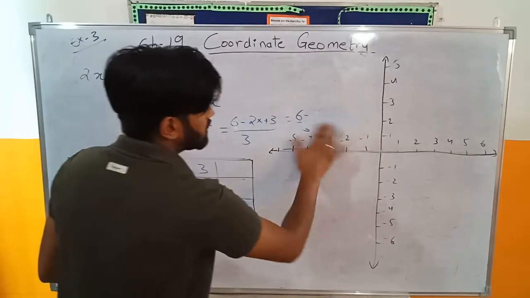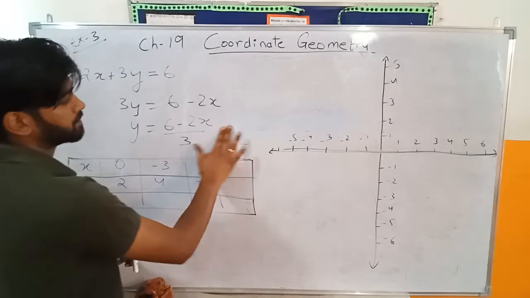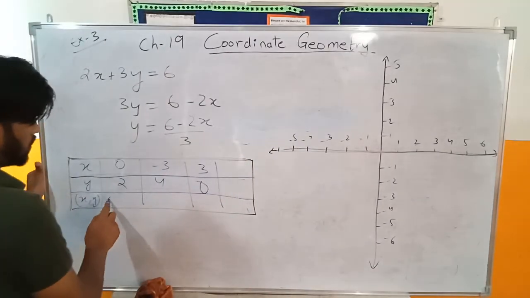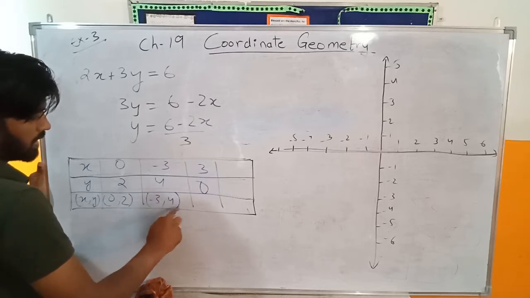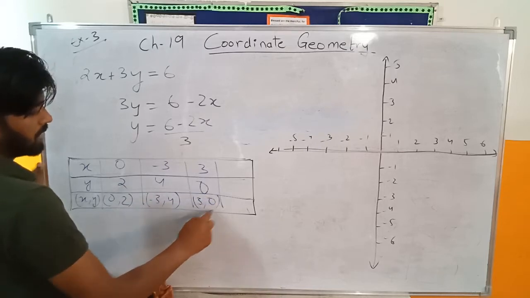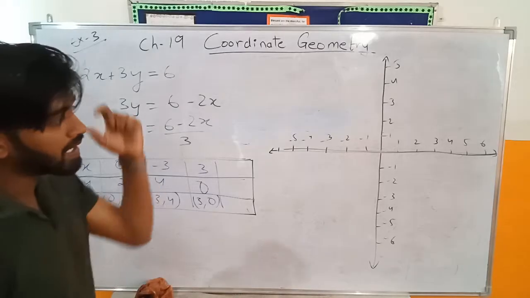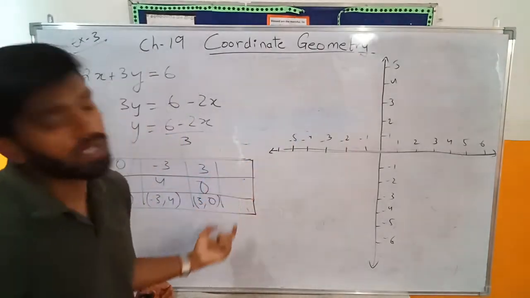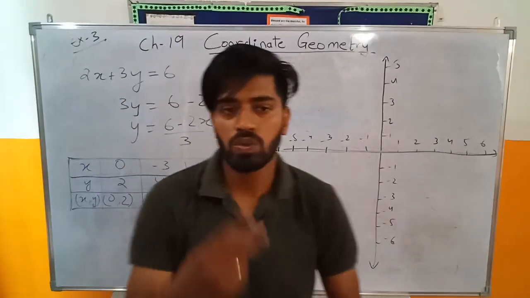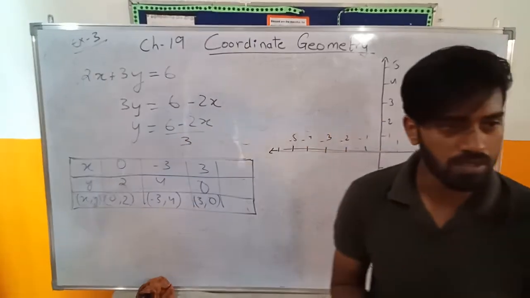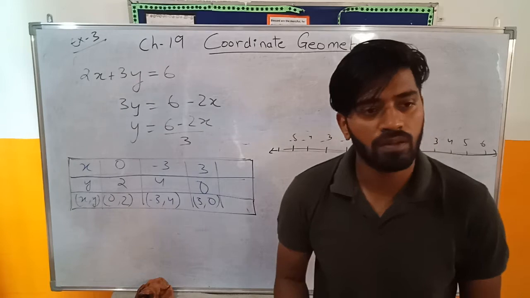Now you can plot these points on the graph paper. So (0, 2), (minus 3, 4) and (3, 0). These are the ordered pairs that I'm gonna place. You guys can take more numbers also if you want, okay? But if you have to make a straight line, you just have to take how many numbers? 3 numbers. 3 numbers are actually enough.